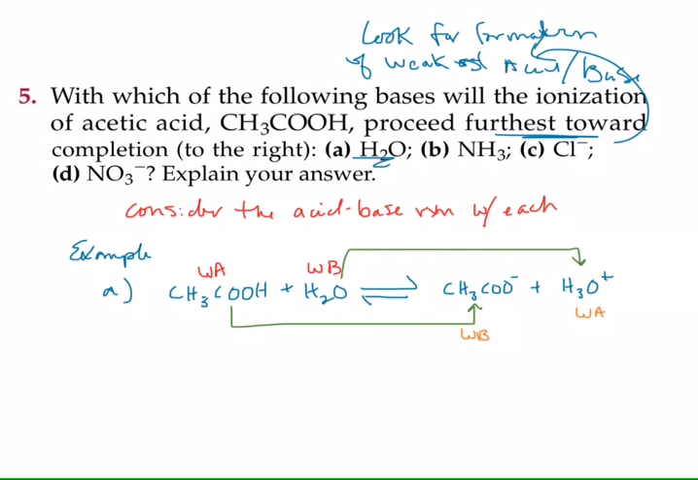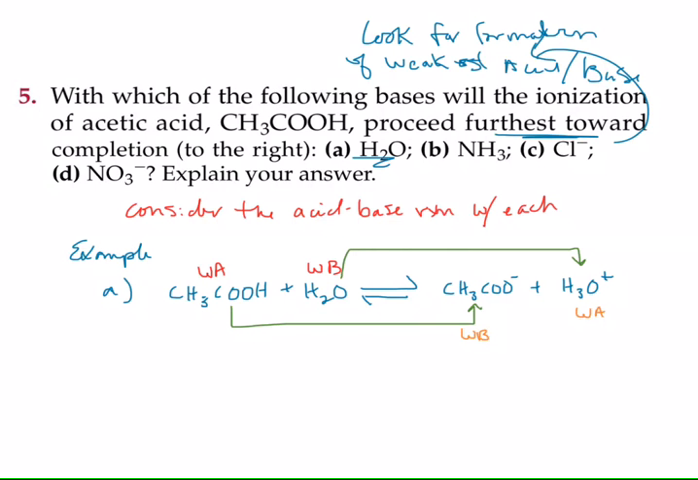Does it seem likely that on the product side you're going to get the acetate ion and the hydronium ion? Well, it seems like it, but this guy over here is a very strong acid. So you're kind of going uphill here. Your task is to pick which of the following will proceed furthest. So which of these, A through D, seem like they will happen?